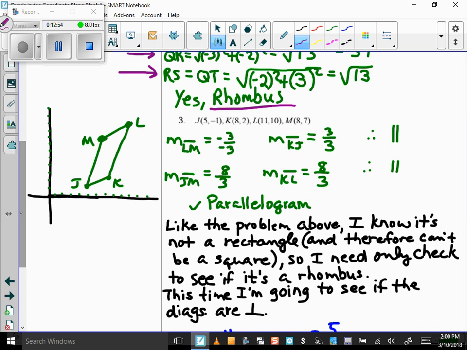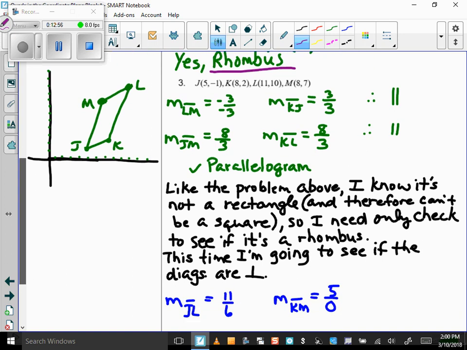Well, of course, sketching my figures first, and just like all the other times before, I find out it's a parallelogram. And I know it's not a rectangle because the adjacent sides aren't perpendicular. So this time, instead of finding side lengths, I'm going to check to see if the diagonals are perpendicular, right? Because if they are, then I know that I've got a rhombus.